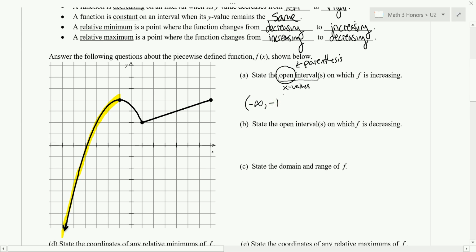Do I put a bracket with the -1 or a parenthesis? Parenthesis, why? Because it says open interval, so we're not using brackets at all. Okay. Yes, it is a closed circle there, but when it says open interval, that's saying only use parentheses. Okay. Is it increasing anywhere else?